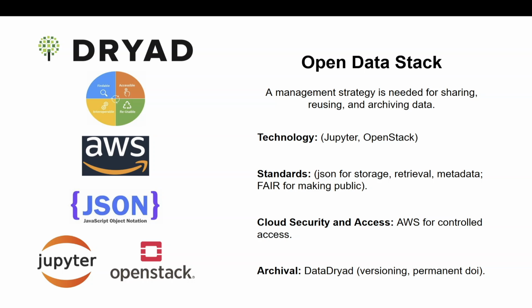So we have this technology layer, a standards layer, a cloud and security access layer, and an archival layer. Put together, that's called a data stack. You want to build a data stack with tools that you know how to use and standards that you know how to adhere to, but also things that will last. You don't want to pick something that will last a year and then you have to migrate to something else. So you want a sustainable data stack with sustainable tools, with things that are easy for your team to use.